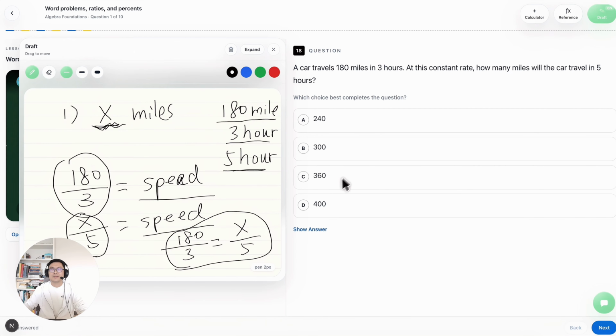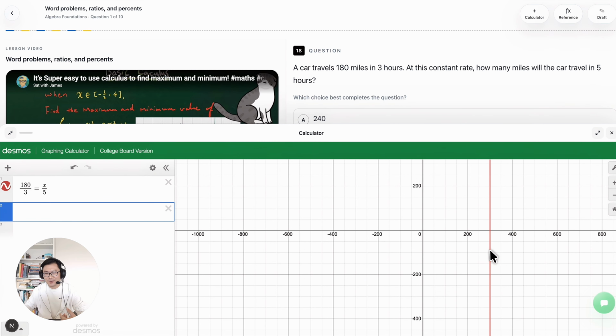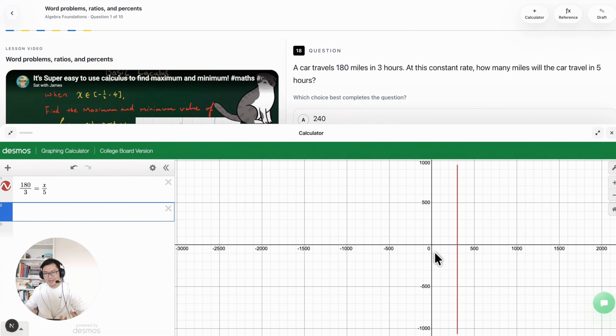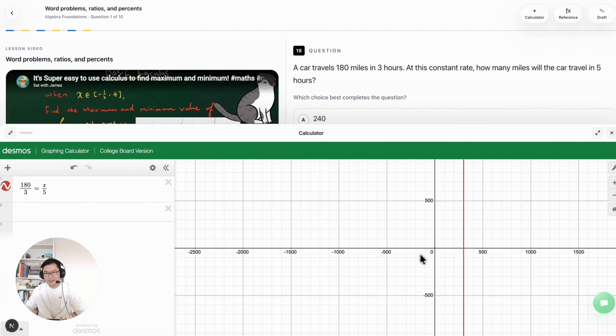Remember, just use the Desmos calculator. 180 divided by 3 is equal to X divided by 5. So sometimes it's pretty hard to see the graph. You have to zoom in and zoom out. Now, I was like, where is the graph? Is this software going wrong? But actually, it's not. It's here, the red line over here. Let's just zoom out and then take a look.